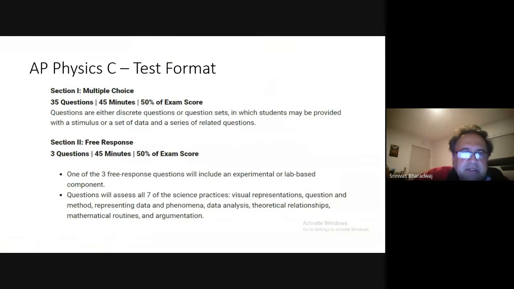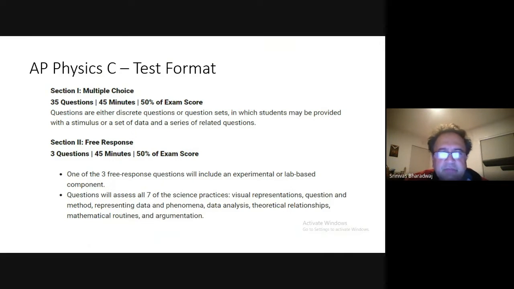Students can choose to take only the mechanics exam. If you take only the mechanics exam, it's maybe a little bit easier, or you can take electricity and magnetism later. But you can also take both in the same day. I know people who take both and score well in the same day. Now, the typical process is: you have a section 1 which contains 35 multiple choice questions, and a section 2 which contains 3 free response questions.